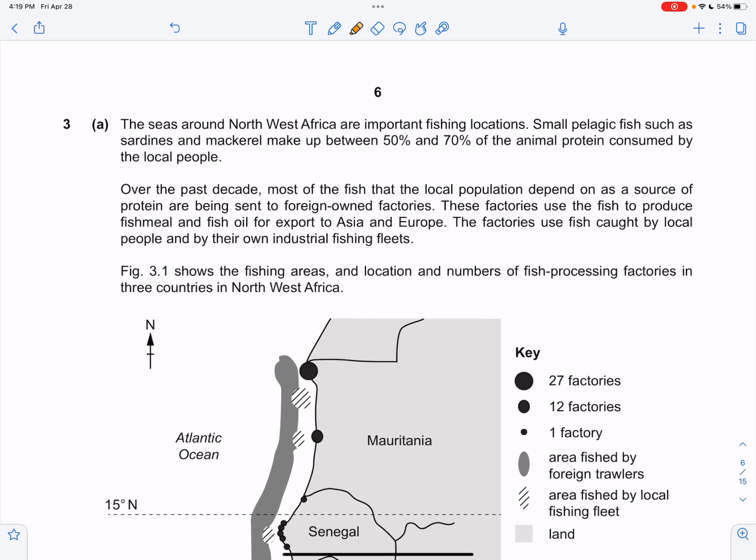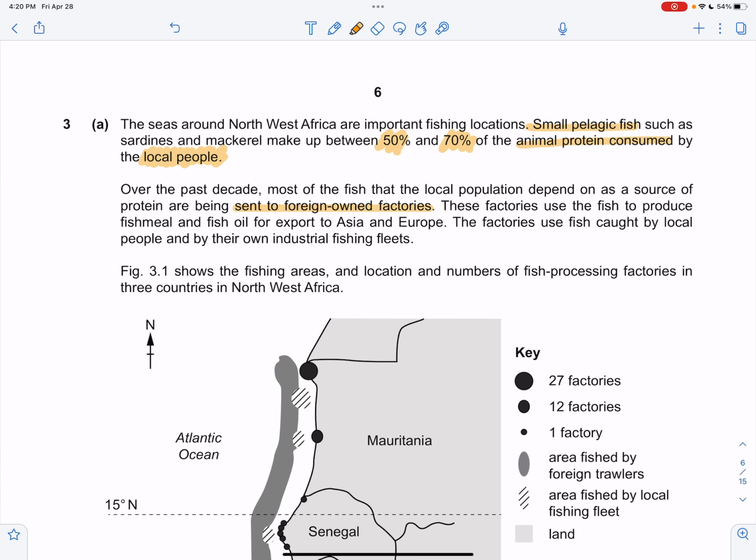The seas around Northwest Africa are important fishing locations. You have small pelagic fish. Pelagic is open ocean. Like sardines and mackerel, they make up 50% to 70% of the animal protein consumed by the local people. It's more than half. Over the last 10 years, most of the fish that the local population depend on as a source of protein are being sent to foreign-owned factories. These factories use the fish to produce fish meal and fish oil for export to Asia and Europe. So leaving that continent and leaving that region altogether.